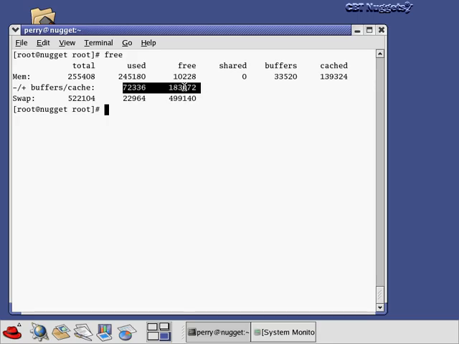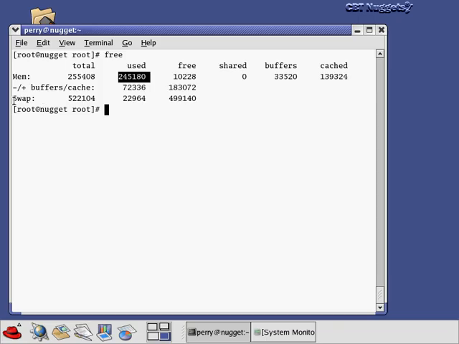Okay, and again, these two numbers here add up to this total up here, 255,408. So this is telling us that 72,000 some odd kilobytes out of 245,000 kilobytes are being used by system processes, instead of user processes. All right, so if you want to determine how much memory the users are using up, then you have to subtract this 72,000 from the 245,000, and you'll get even more information from this particular screen.